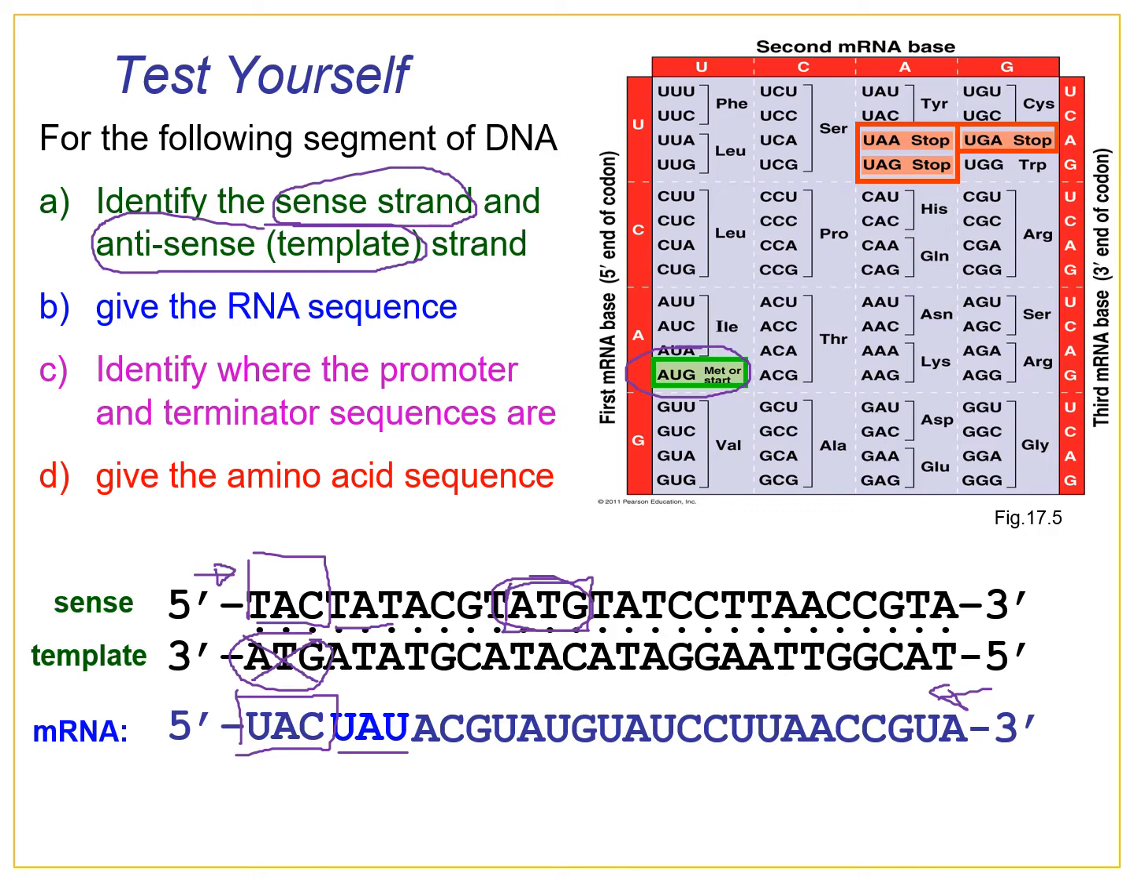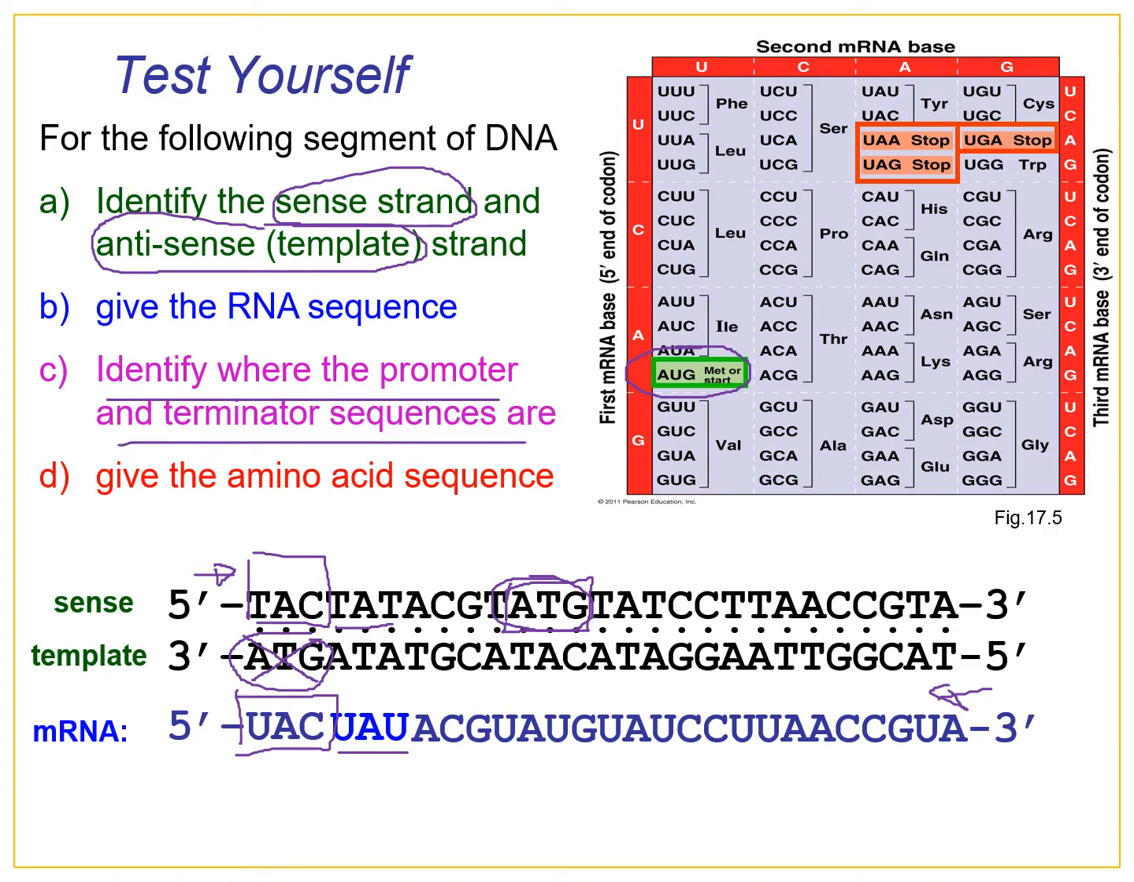So at this point I haven't exactly told you where to begin transcription or where to end it. So what I want you to do for the messenger RNA is copy the entire strand of DNA, or at least transcribe it. Don't just do the gene, because transcription does start before the gene and finishes after the actual gene. So question C says identify where the promoter and the terminator sequences are.